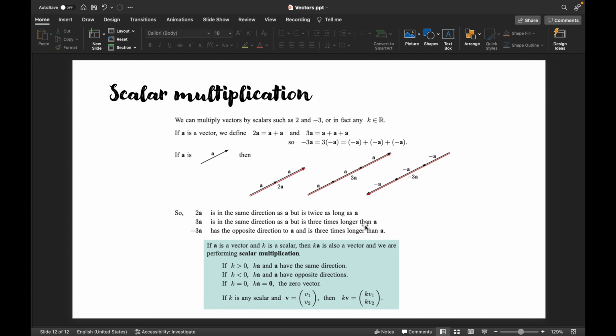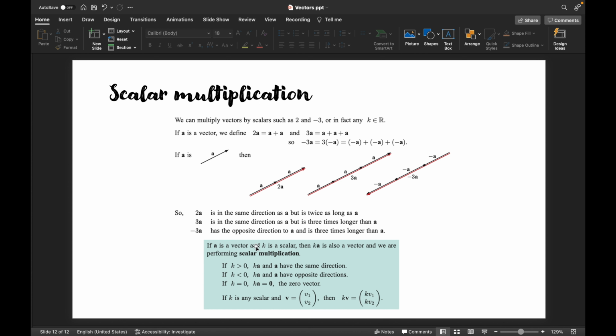The final topic under this is scalar multiplication. We multiply vectors by scalars such as 2 and minus 3. It can be any real number. It doesn't have to be an integer and so on. So if a is a vector, we define 2a as a plus a, and 3a as a plus a plus a. So this would be a, 2a is just going to be double of that, and 3a, 3 times of this. And if we have a negative, it's going to switch direction. If it's going this way, it's going to go back.